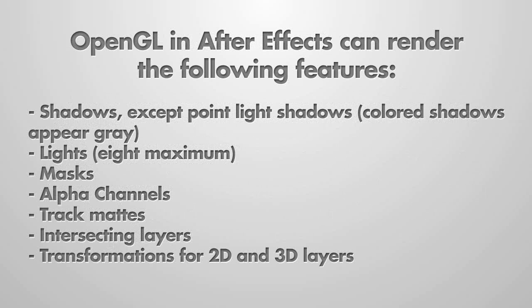Here is a list of all the features that OpenGL can render in After Effects. It can render shadows, except point light shadows. Colored shadows appear gray. Light 8 maximum, masks, alpha channels, track mattes, intersecting layers, transformations for 2D and 3D layers.